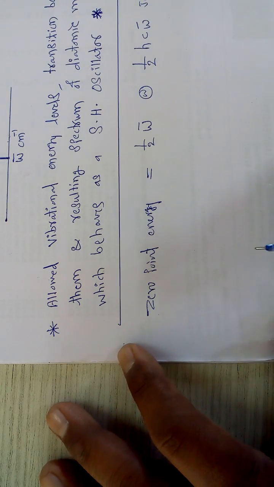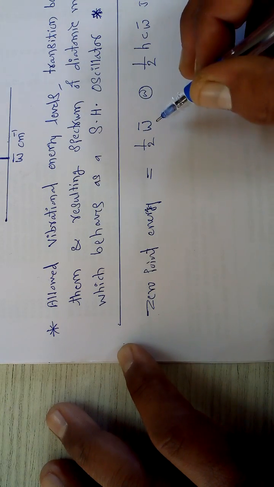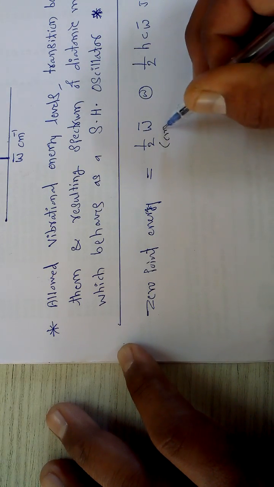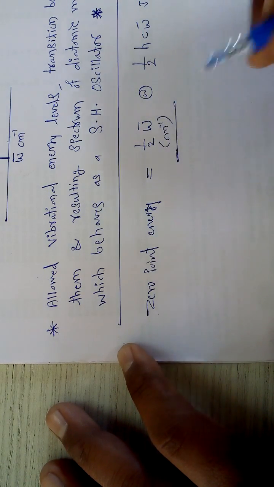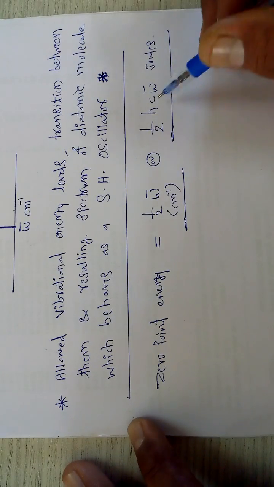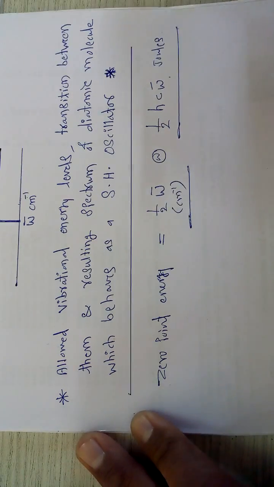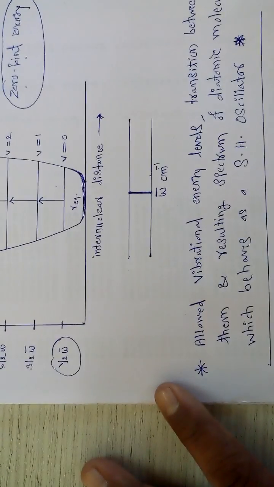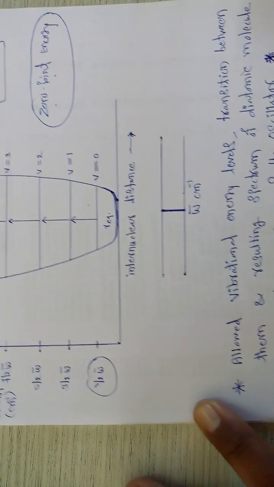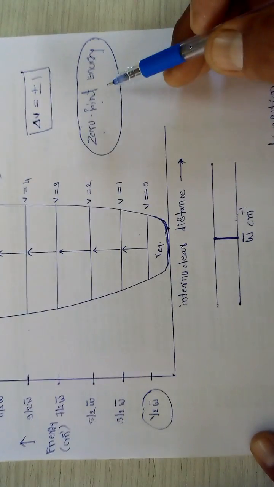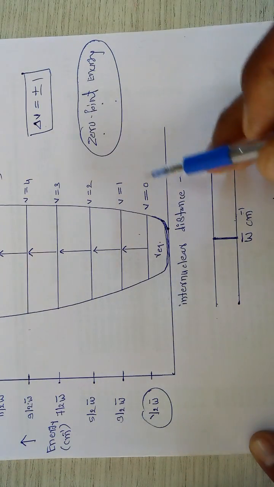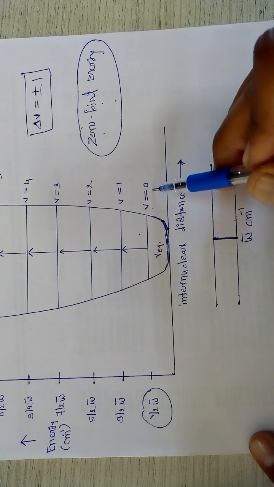So these are the two units for this. If it is half omega bar, it is in per centimeter. While if we have to consider this in joules, that value is half h into c into omega bar, in units of joules. So this is an important property for this simple diatomic molecule, called the zero point energy: the energy when your vibrational quantum number V is equal to 0.